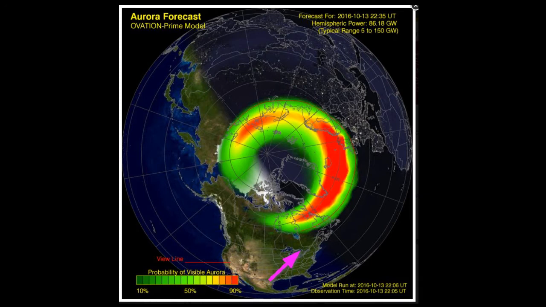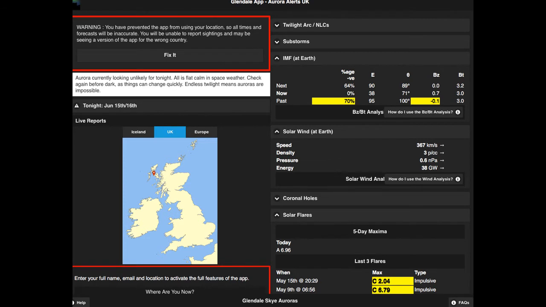My favourite website for forecasting the aurora, however, is Glendale Sky Auroras. It gives you a lot of information on the energy carried by the solar wind, including the speed and density. It gives you information on the three-dimensional nature of the interplanetary magnetic field and how that's affecting aurora.